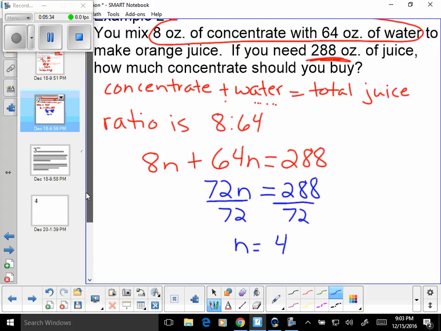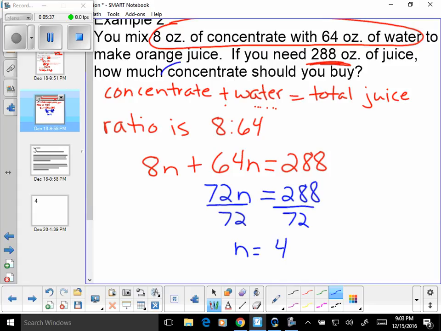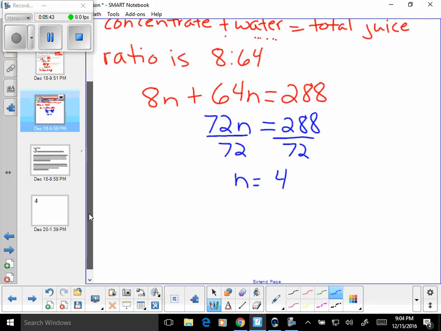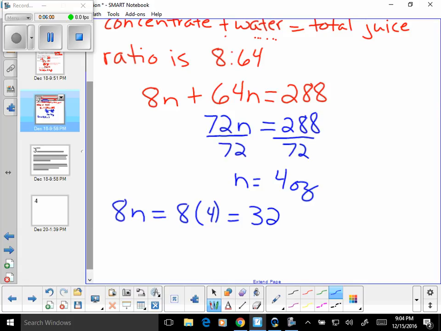Now go back to the question. It's asking about the concentrate. That's all they want to know, is how much concentrate we're going to use. So you could put a label of ounces here if you want. We're just going to work with the concentrate, which is 8n. We're going to take 8 times 4, and that's going to mean we're going to take 32 ounces of concentrate.